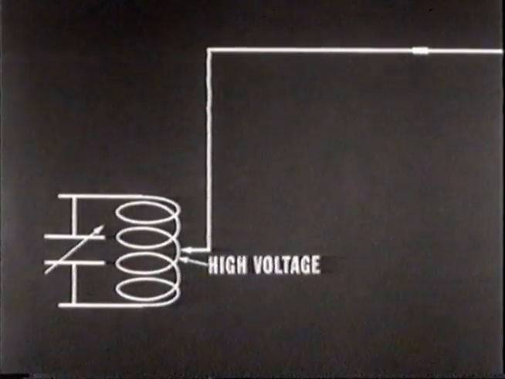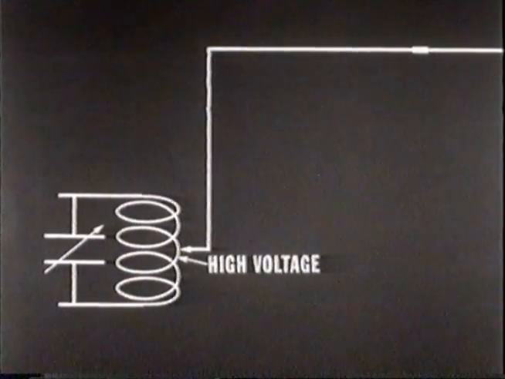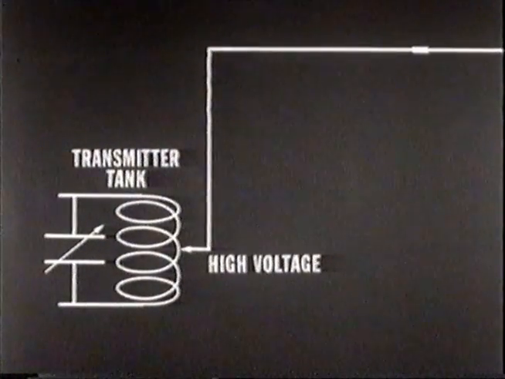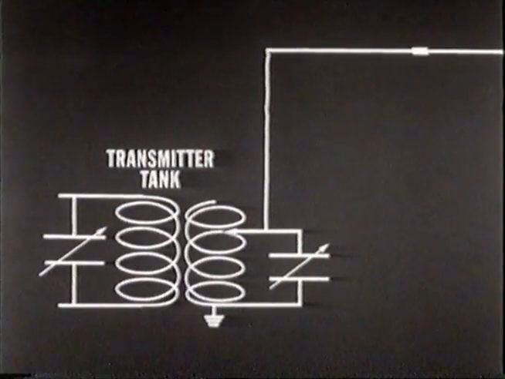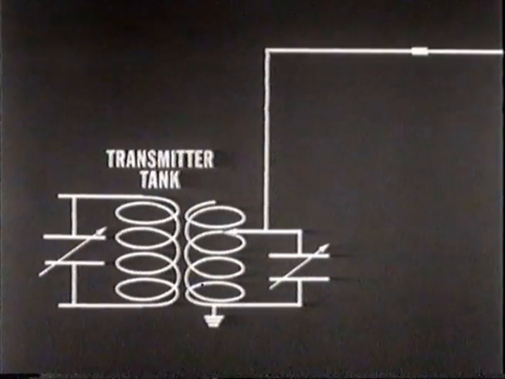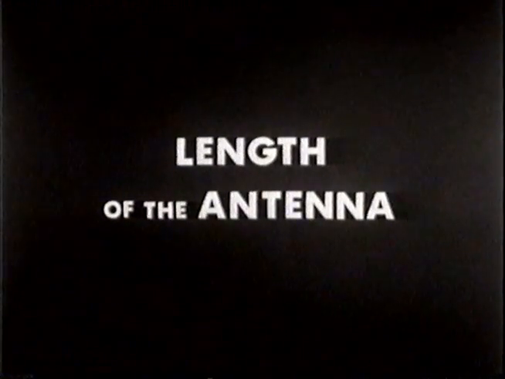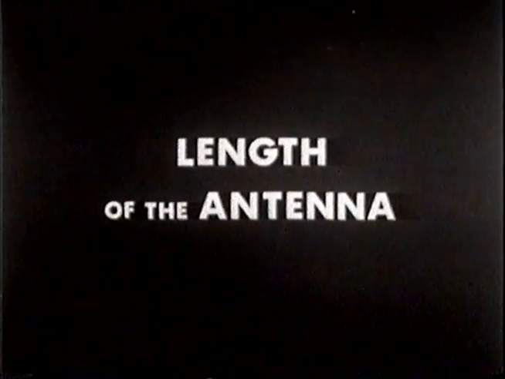Center feeding of a half-wave antenna is current feeding, since power is introduced at the point of high current. Voltage feeding inserts power at a point of high voltage. This is accomplished either by direct coupling to the tank circuit of the transmitter or by an inductive coupling to the tank circuit.